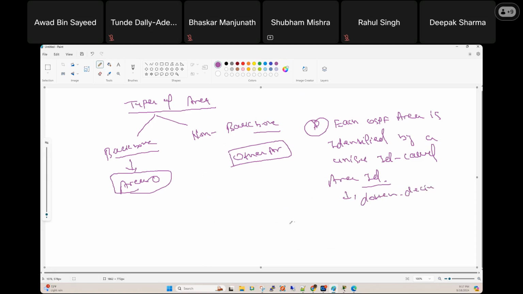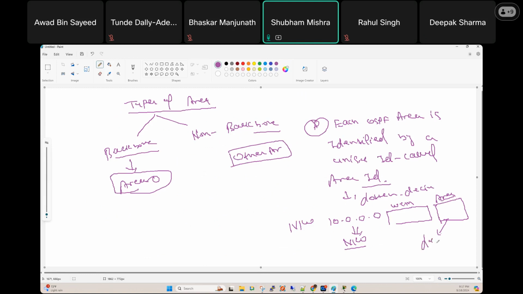You know, when I write one command, network 10.0.0.0, this is called the network. After that we assign the wildcard mask, right? And after the wildcard mask you assign the area. So basically when you write the area, you are just defining and assigning the area here. So that is area.